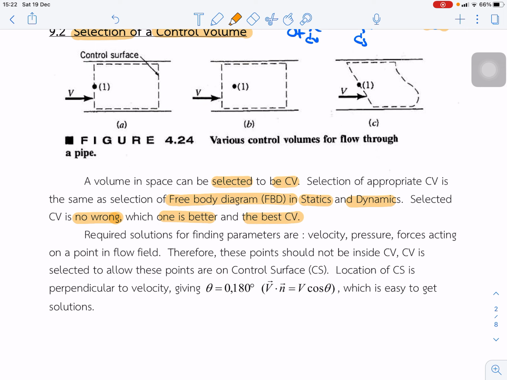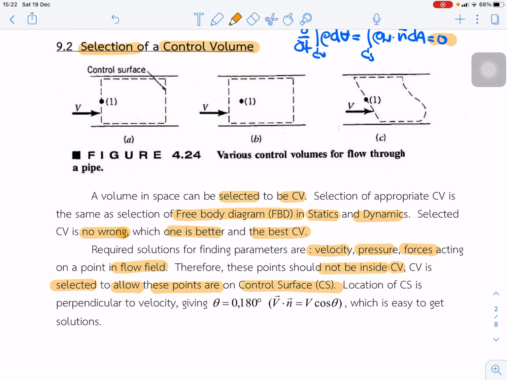We want to find the solution for parameters such as velocity, pressure, and force acting at a point in the flow field. Therefore, this point should be inside the control volume. The control volume is selected to allow this point on the control surface. For example, if you want to know the force acting on this point 1, we have to draw the control volume. That line is a control volume passing through point 1.